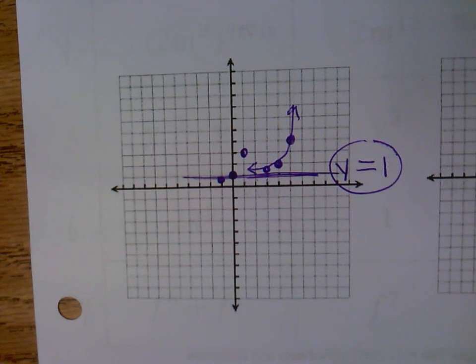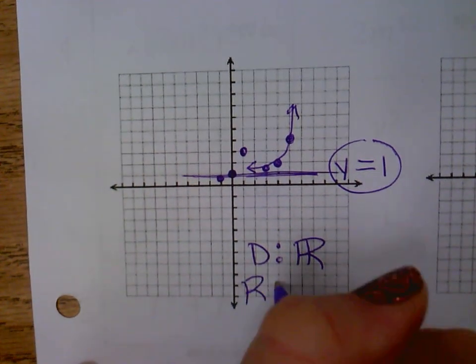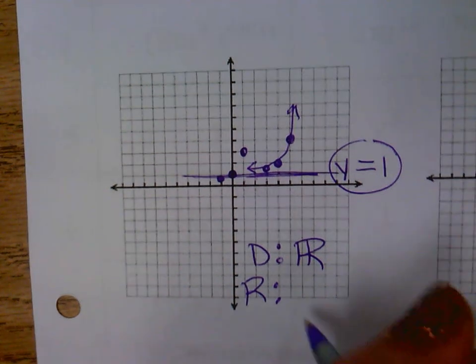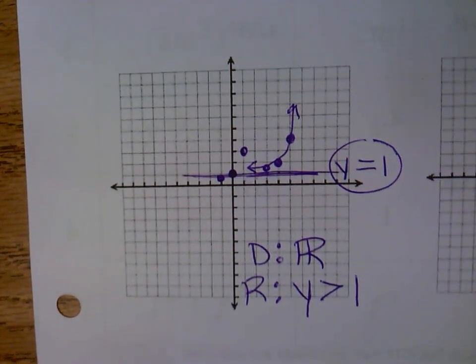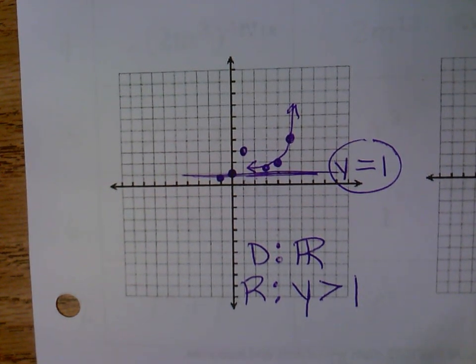Anyone want to take a stab at the domain and range for that function? What do you think the domain is? All real numbers. So my domain is all real numbers. What about my range, my y values? Y strictly greater than 1. Yes. Because you can't touch your asymptote and y is above the asymptote of 1.